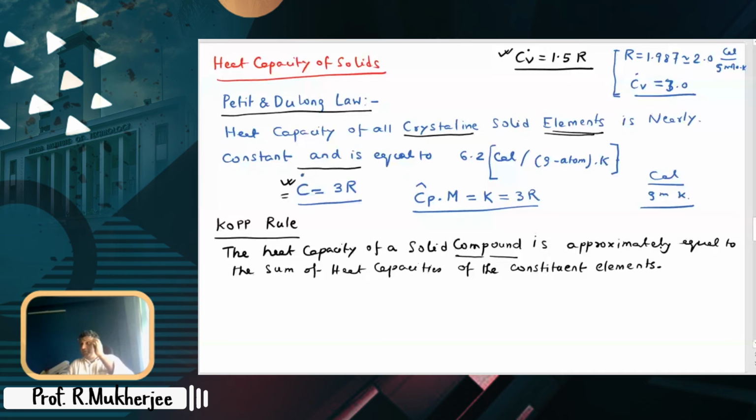So if you have something like Na2 or NaOH or something like that, everything has to be solid. So a solid compound which comprises solid elements, right? Then you can use this, stoichiometrically you can add up the individual Cp values to get the total Cp value. I will take up a problem to show how it works.